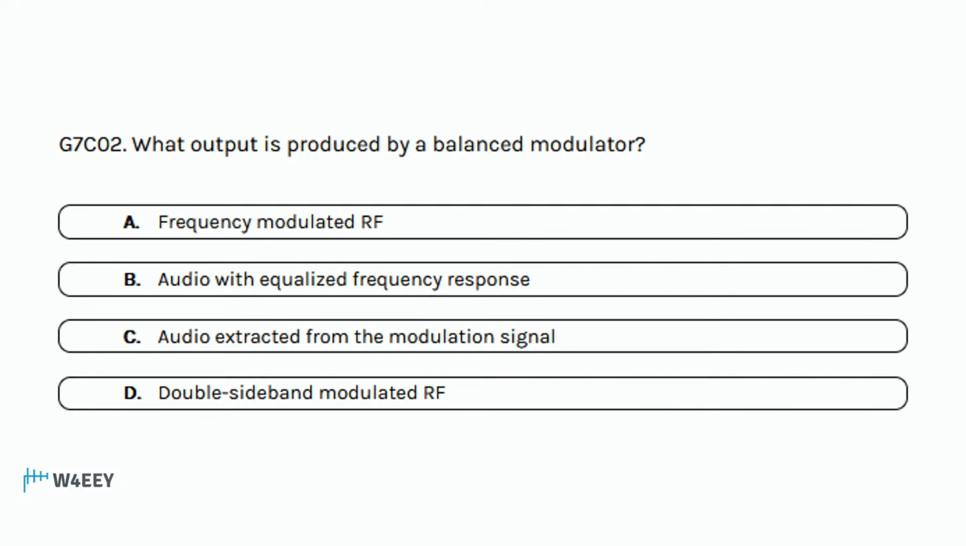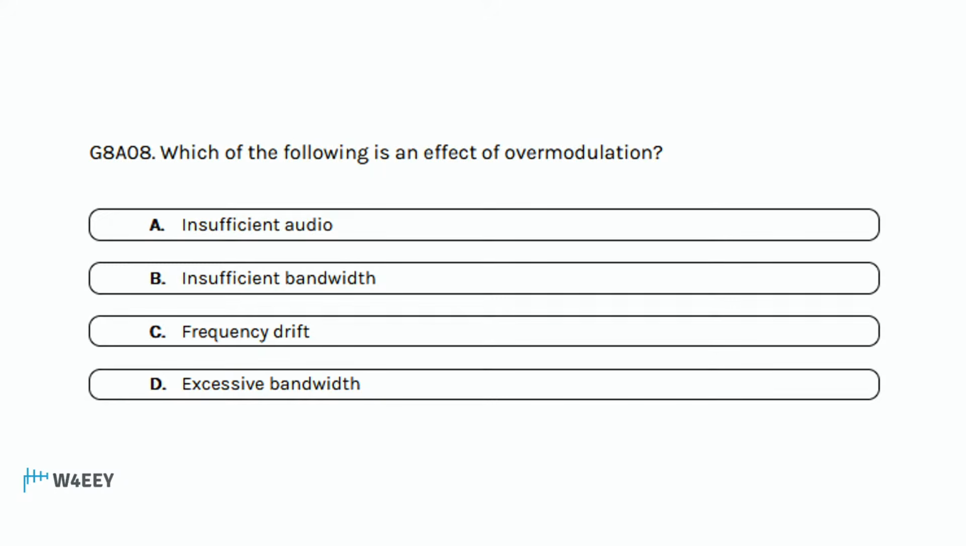And what output is produced by a balanced modulator? Bravo. A balanced modulator produces double sideband suppressed carrier, double sideband modulated RF. And which of the following is an effect of overmodulation? Delta. We say you'll be creating splatter, it's excessive bandwidth.